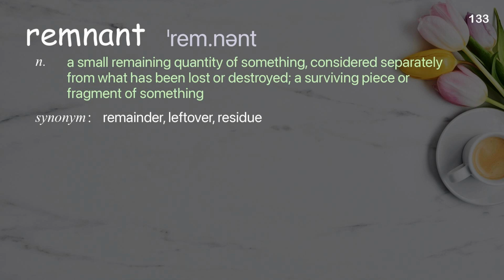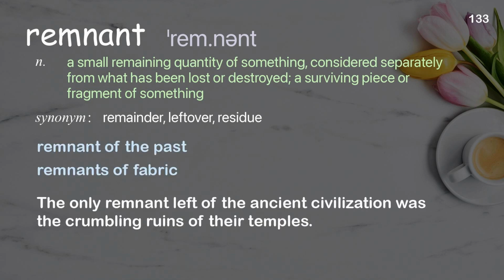Remnant. A small remaining quantity of something, considered separately from what has been lost or destroyed, a surviving piece or fragment of something. Examples: Remnant of the past. Remnants of fabric. The only remnant left of the ancient civilization was the crumbling ruins of their temples.